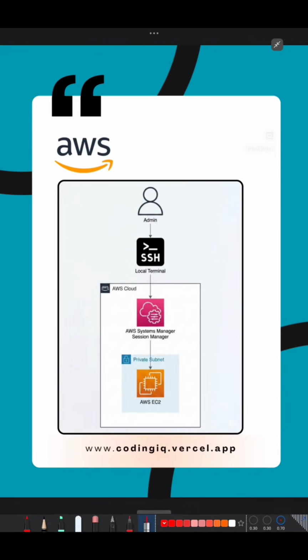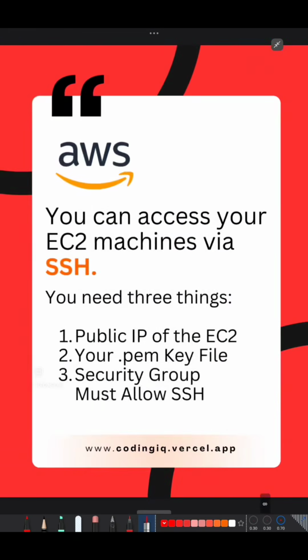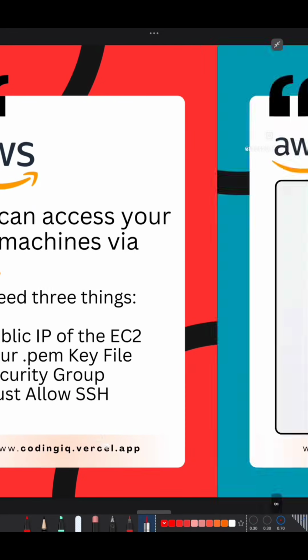Now understand the flow of the execution. Suppose that you are an admin and you are trying to access your AWS EC2 machine. For that, in your local terminal, you have to SSH and then you have to give the credentials. First, the public IP of the EC2 and then the .pem key file.